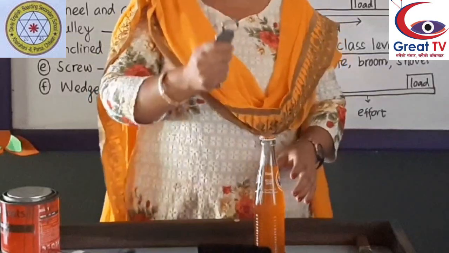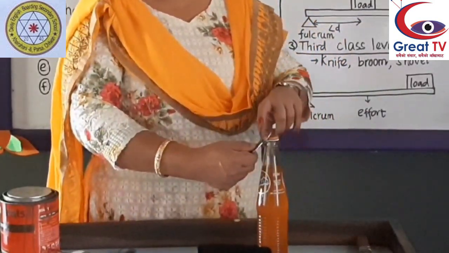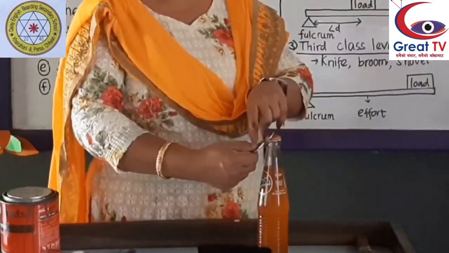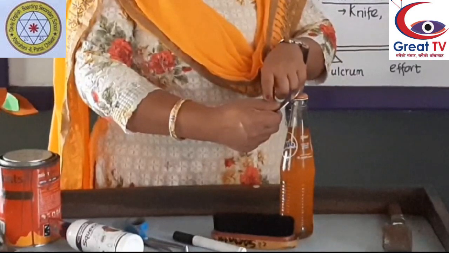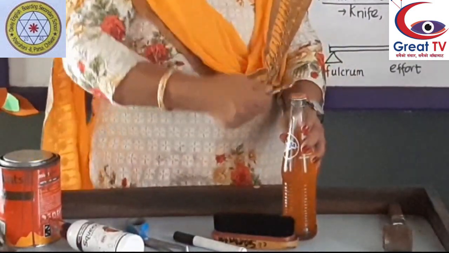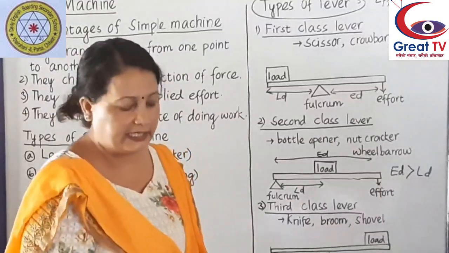Now this is a bottle opener. The point at which it rotates is the fulcrum. In the middle is the load, and the force applied on it is effort. In this way, a bottle opener is a second class lever.